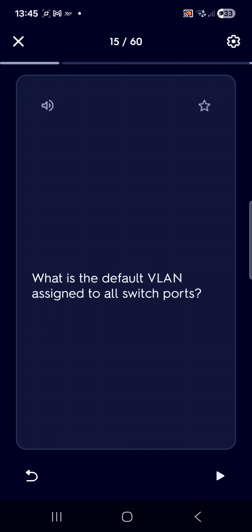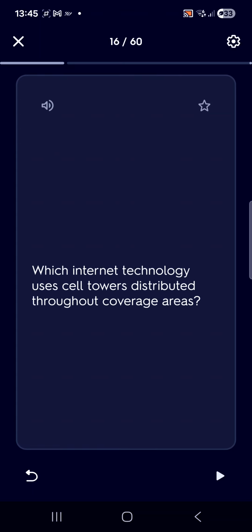What is the default VLAN assigned to all switch ports? That would be VLAN 1. What does VLAN stand for? Virtual Local Area Network.